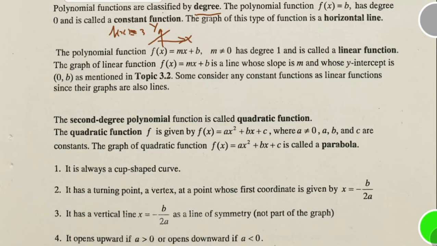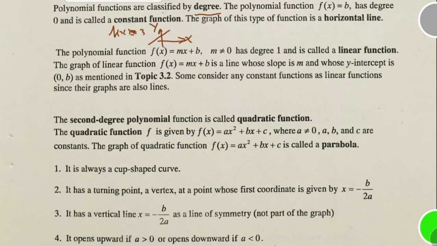Some people say any constant function is a special case of a linear function. You can also say the horizontal straight line is also a linear function. But if you distinguish these two, you call them two types: the constant function and the linear function.